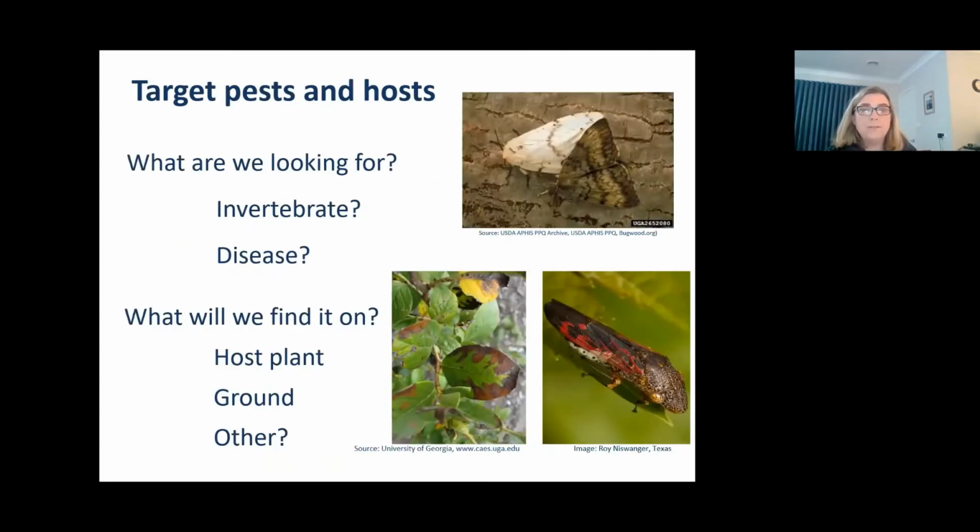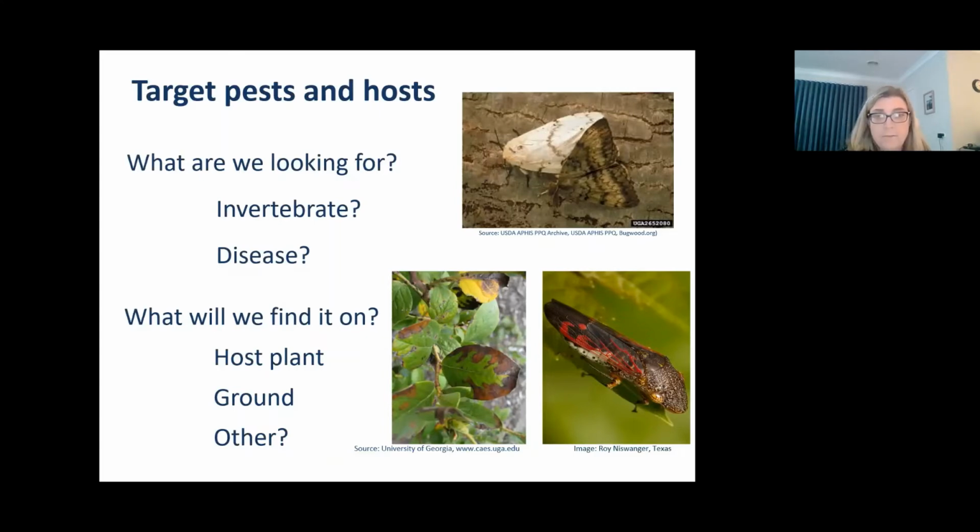We need to know, obviously, what exactly we are looking for, either from an invertebrate perspective, or are we looking for a pathogen that causes a disease? And will we actually look for the actual pest, or will we be looking for symptoms that might indicate that the pest is present, such as damage to plants or plants that might look unhealthy?